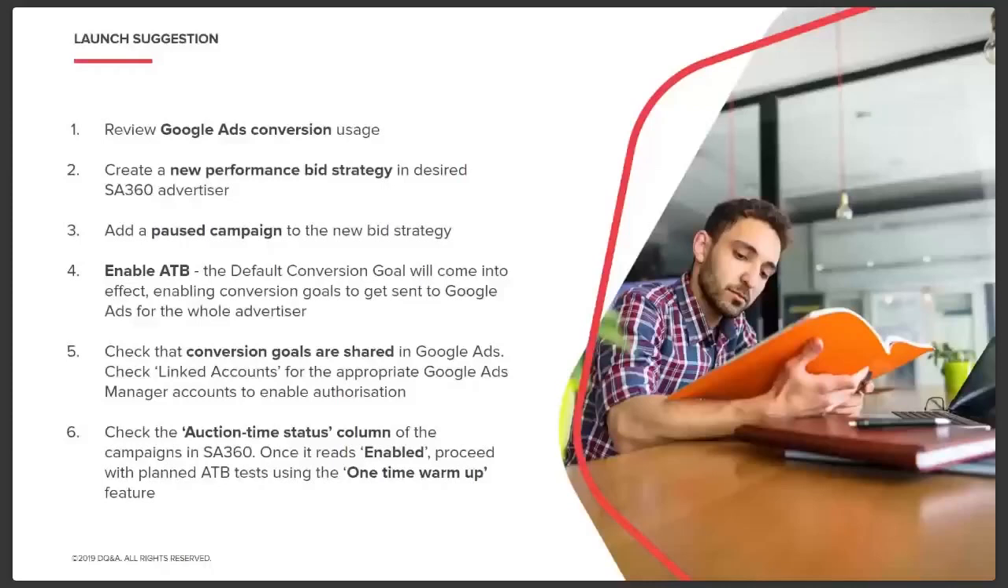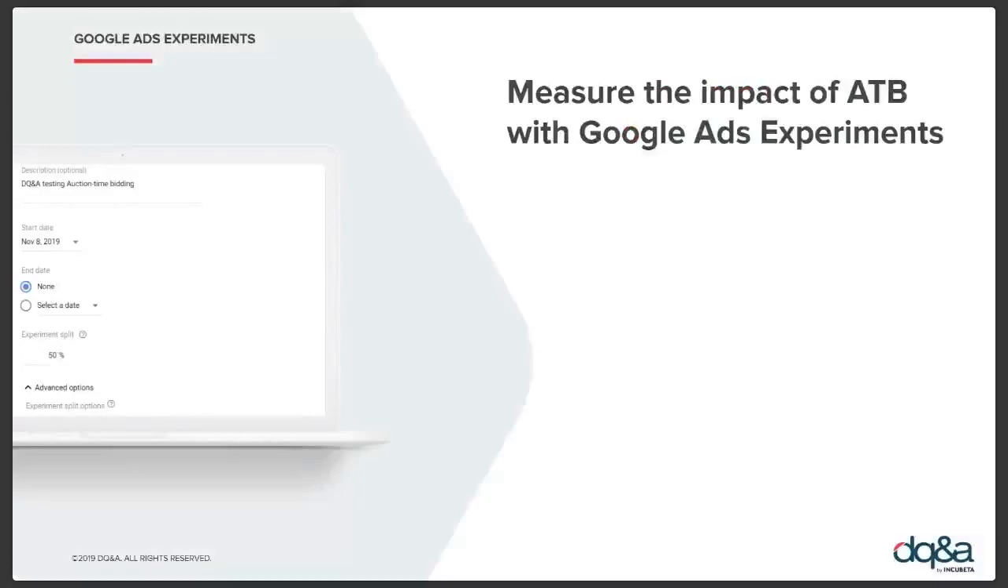So once you're prepared to launch, you then have to consider how you measure the test and how you ensure that your auction time bidding tests are successful. One feature that helps is Google Ads Experiments.